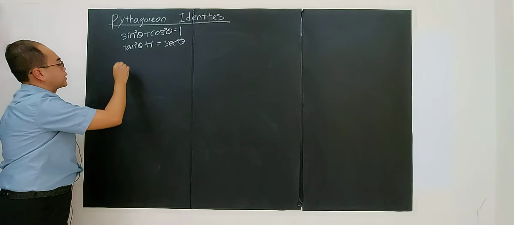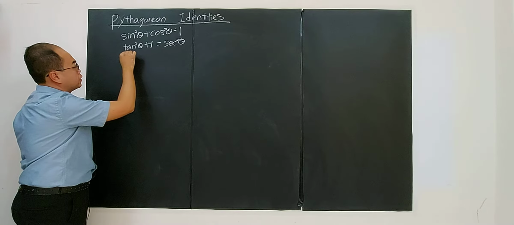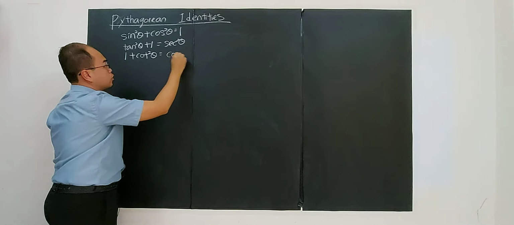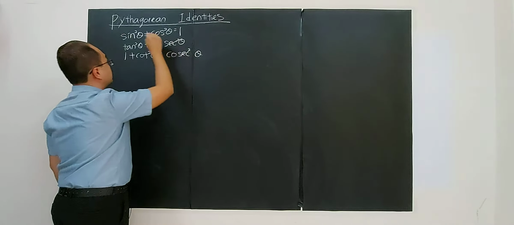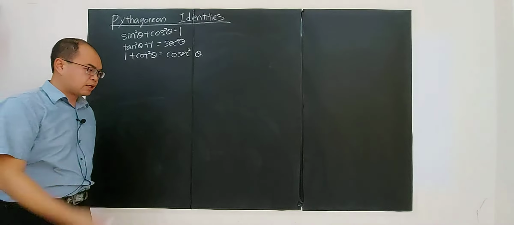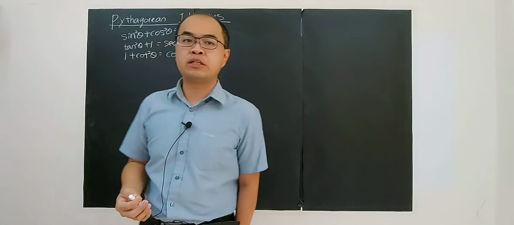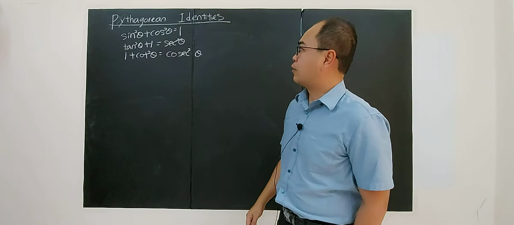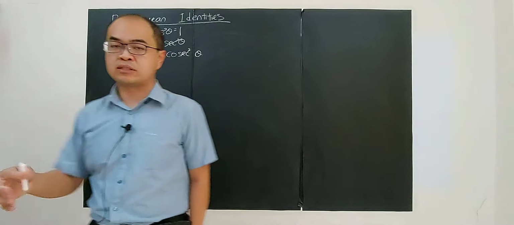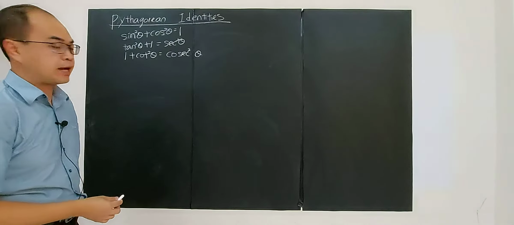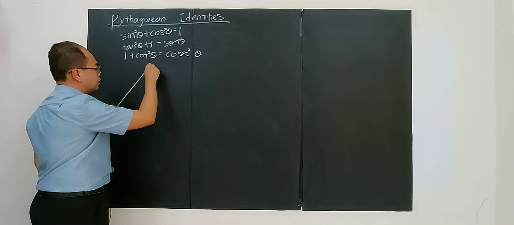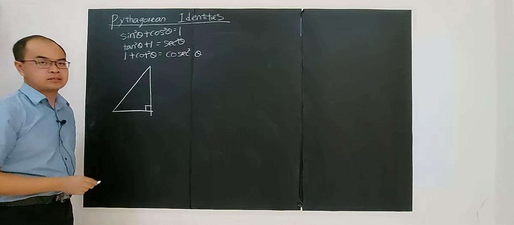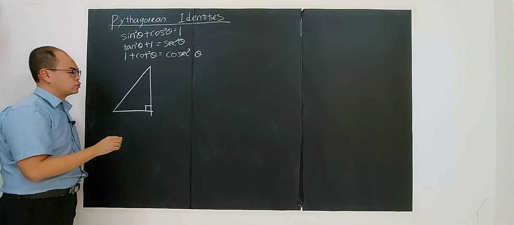This is the second identity, and the next one will be 1 plus cotangent square theta equals cosecant square theta, right? These are the three identities that always appear when you study trigonometry. Now how do we prove them? You have to have some knowledge of proving these Pythagorean identities. It always starts from a right angle triangle, because trigonometry is very related to right angle triangles. Usually we will use a right angle triangle to prove something.